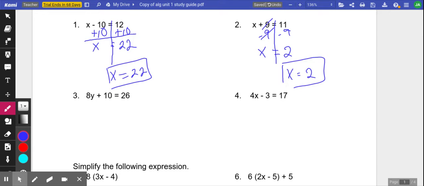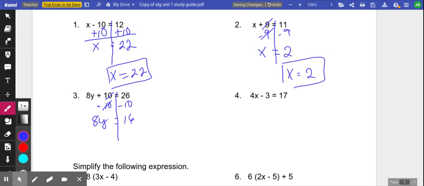Number 3, this is a 2-step equation. So before we get y all by itself here, we're going to want to get the y term by itself, so the 8y. So we're going to need to get rid of this plus 10. So we're going to do the inverse operation of addition, which is subtraction. So we're going to subtract 10. And as always, if you do it on one side of the equation, you have to do it on the other. So we're subtracting 10 from both sides. And we get 8y equals 26 minus 10, which is 16.